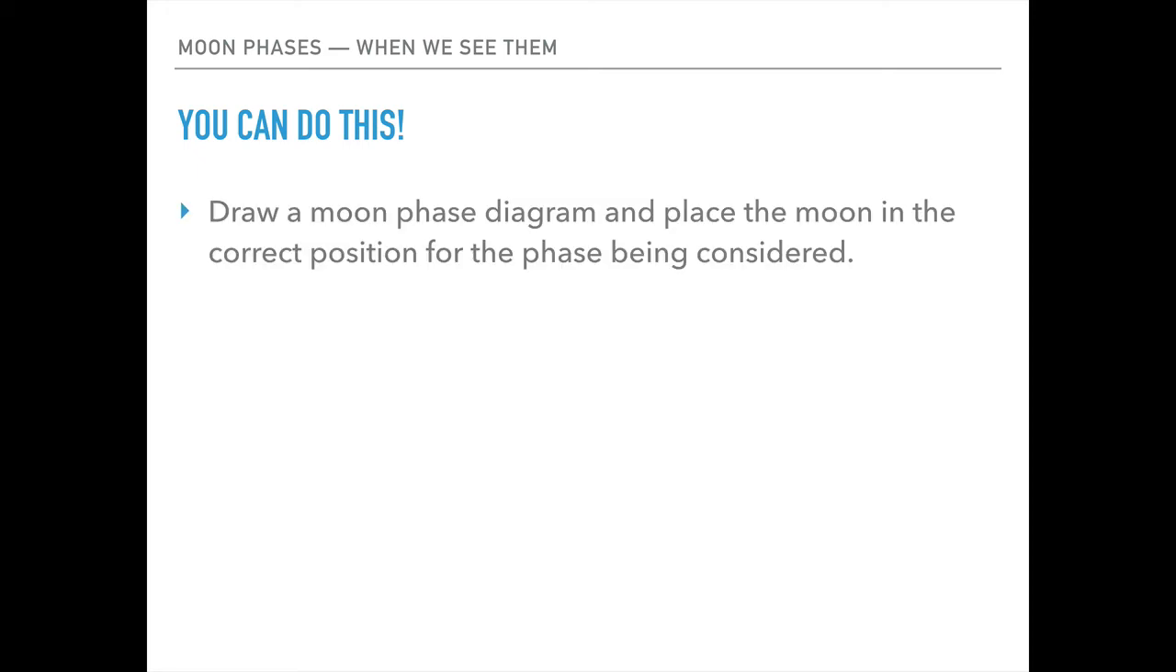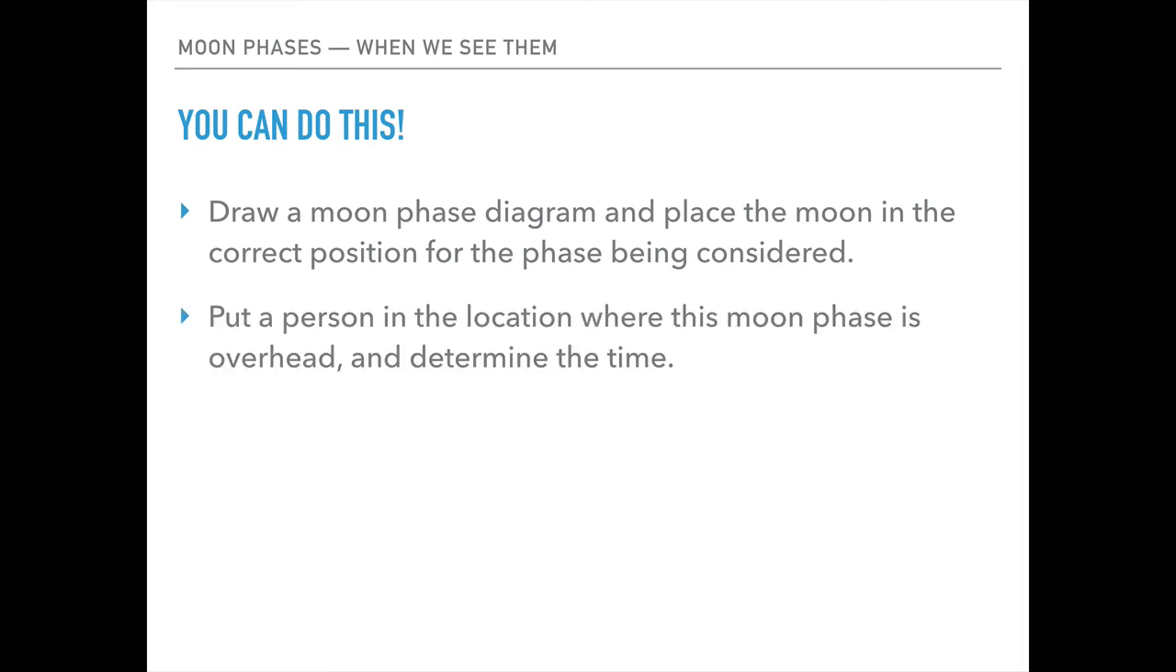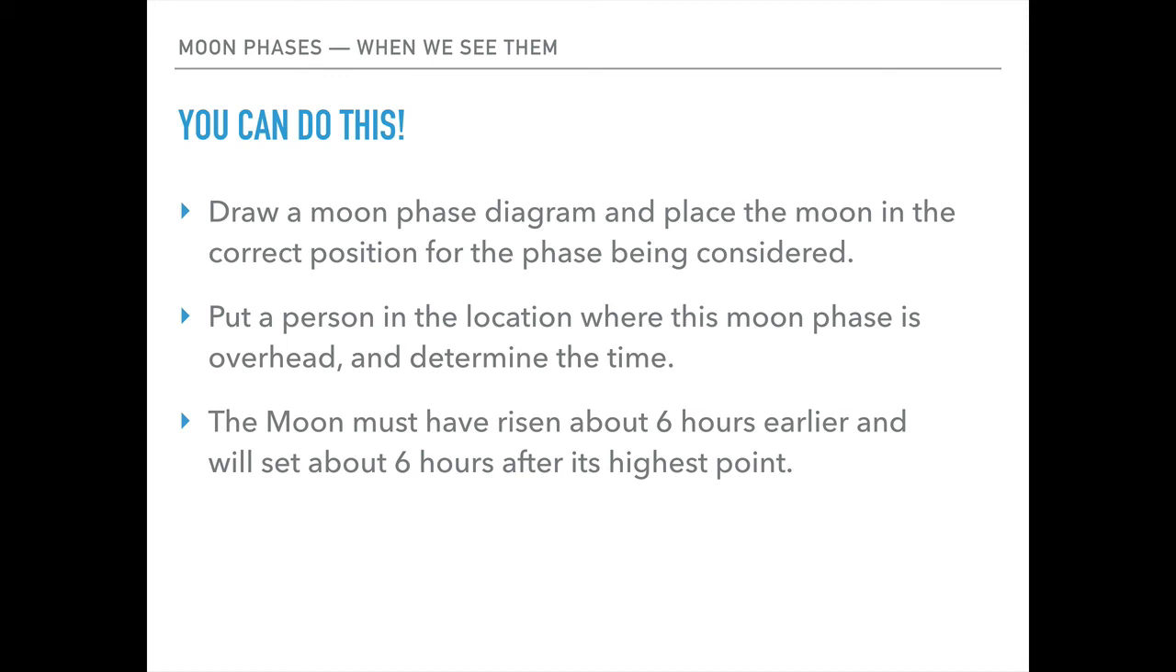Start by drawing a moon phase diagram and placing the moon in the correct position for the phase you are considering. Next, put a person in the location where this moon phase is overhead and figure out the time for this highest point of the moon. Then, just subtract and add 6 hours to find the rise and set times for this moon phase. Remember that the times we found are approximate. The exact times vary with your location and the time of year.